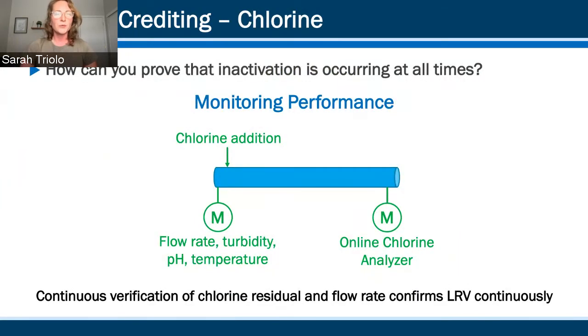Okay, so we know about how to determine our CT with our chlorine residual and contact time. And so how do we translate that to actually doing our online monitoring and proving that we're getting the amount of inactivation that we think we are at all times? So that's where online monitoring comes in. So this is just a little chlorine contactor that we're showing here, and you're going to be adding chlorine at the beginning.